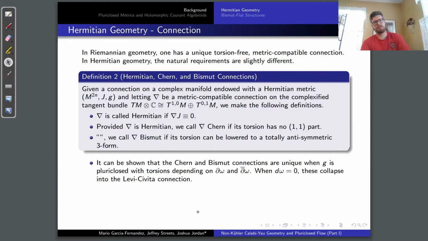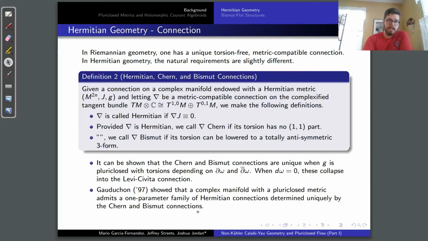And there are some useful results about this, right? It can be shown that the Chern and Bismut connections are unique when G is pluriclosed, basically the same way you show the Levi-Civita connection is unique. And the torsions for both of these connections depend on del omega, right? They're linear in del omega. So it becomes pretty clear that when d omega vanishes, the Chern and Bismut connections collapse back into Levi-Civita.